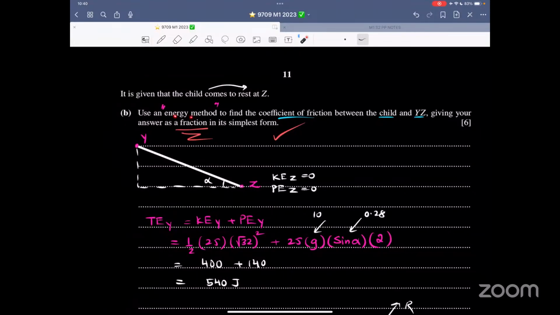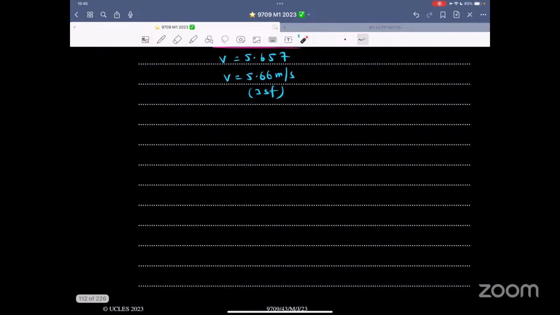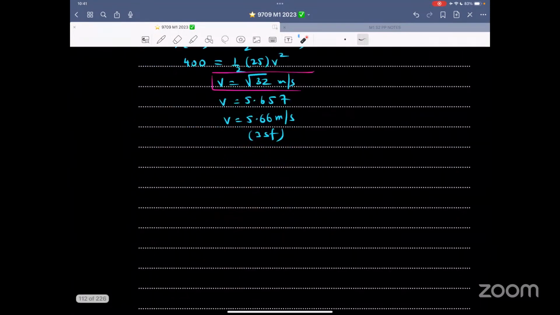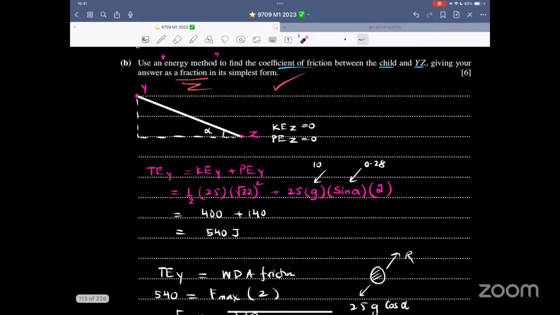Yes, use an energy method. So don't use F equals ma. Don't use kinematics equations, constant acceleration equations of motion. Don't use that. Use an energy method to find the coefficient of friction between the child and YZ. Give your answer as a fraction in its simplest terms, for 6 marks. And that must be 4. Yeah, 4 and 6, 10 marks.